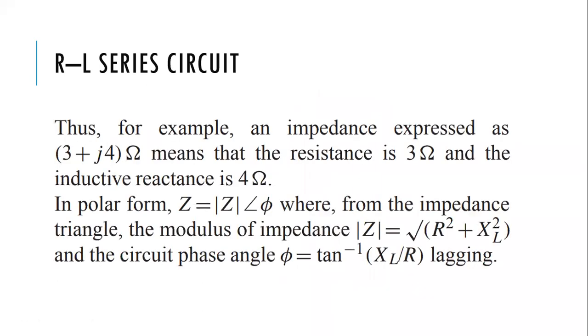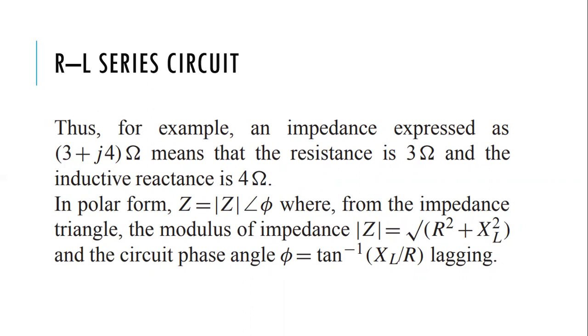What is the implication of what we have just done? For example, if you have an impedance that is 3 plus j4 for the RL circuit that we have just done, it means that the resistance is 3 ohms, while the inductive reactance XL is 4 ohms. You can also write it in polar form. In polar form, your Z is Z at an angle of phi.